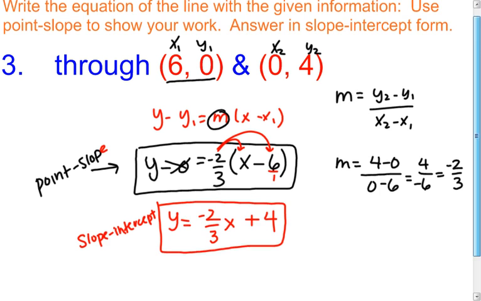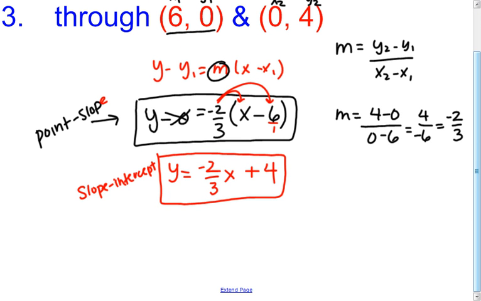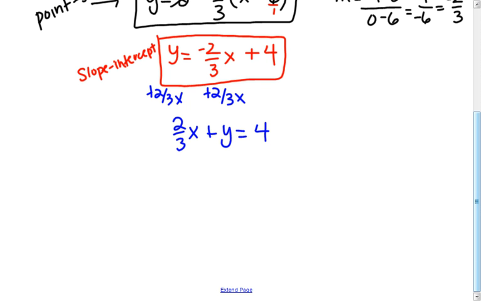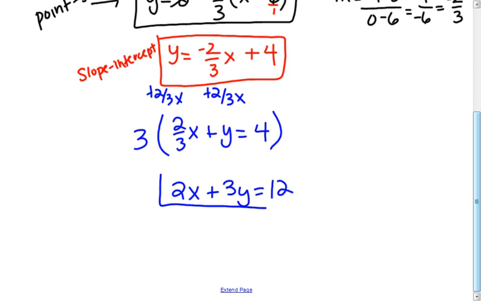All right, and then we need to convert this to standard form. To convert this into standard form, I will add 2/3 x, and I will have 2/3 x plus y equals 4. Remember that in standard form, you can't have fractions or decimals, so I need to get rid of that 3 that's in the denominator. So I will multiply everything by 3. 3 times 2/3 becomes 2x. 3 times y becomes 3y. And 3 times 4 becomes 12. And this is what it would look like in standard form.